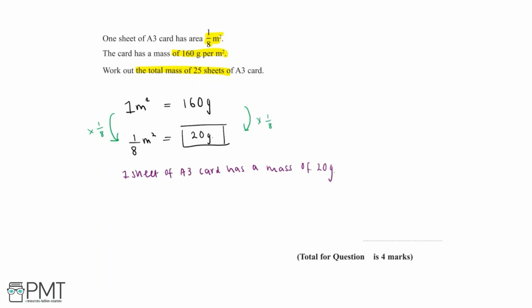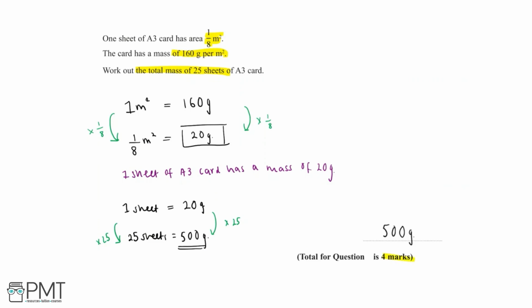Now we know that one sheet of A3 card has a mass of 20 grams, we can work out the total mass of 25 sheets of A3 card. So we said one sheet equals 20 grams, and so to get to 25 sheets, we need to multiply both sides by 25. So we can say that 25 sheets is equal to 20 multiplied by 25, which is 500 grams. And so we've now found out that the total mass of 25 sheets of A3 card is equal to 500 grams. And remember, it's always really important to keep the unit in the answer.